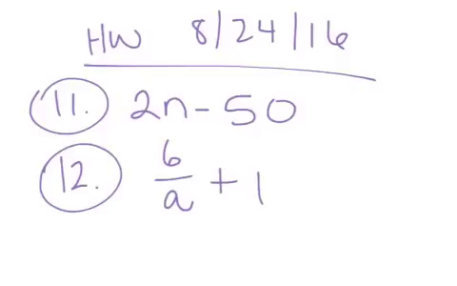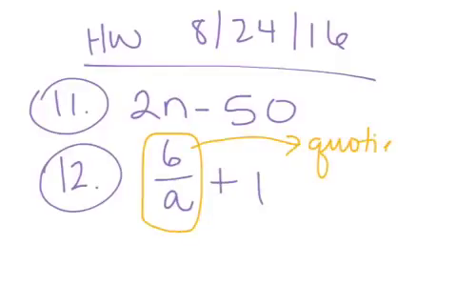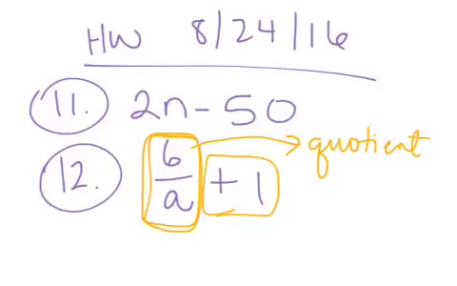Now on number 11 it says 50 less than 2 times a number. So we had to multiply 2 times a number and subtract 50. On number 12, the word quotient means division. This is your quotient. It says the quotient of 6 and a number, which is this, increased by 1, which of course is that.